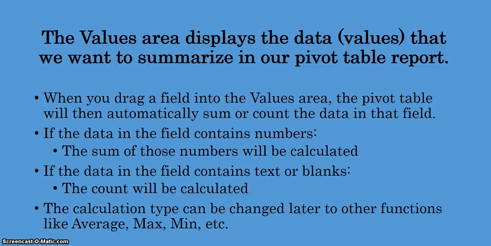So when you drag a field into the values area, the pivot table will automatically sum or count the data in that field, depending on what the format of the data is. For instance, if the data in the field contains numbers, then the sum of those numbers will be calculated. If the data in the field contains text or blanks, the count will be calculated. There are other calculation types that you can change later, such as the average, the max, or the minimum of a certain value.